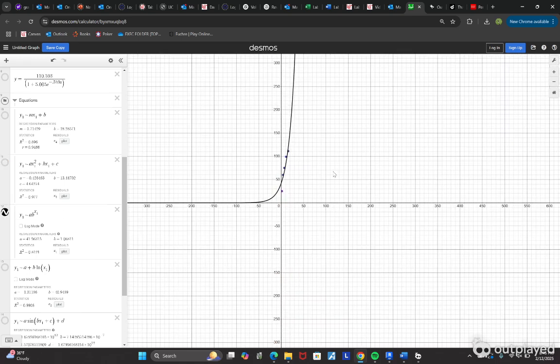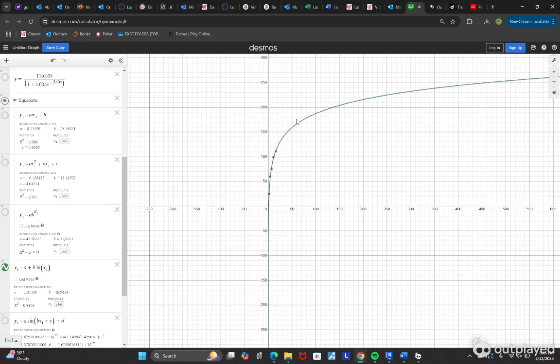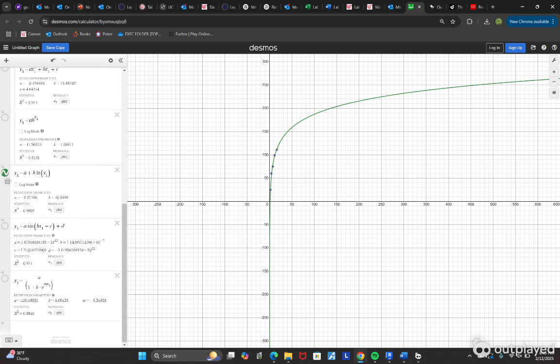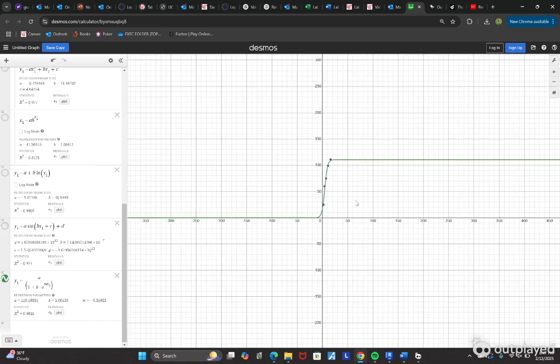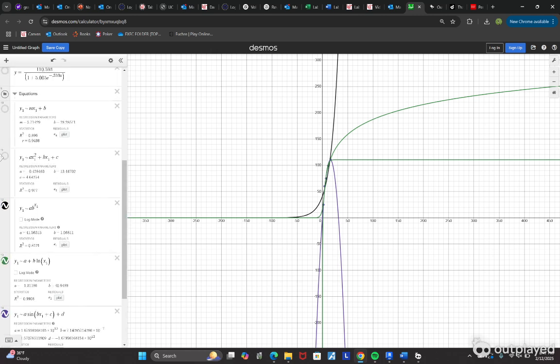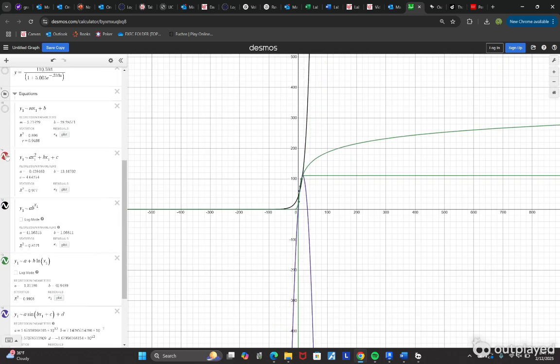This is your exponential. This is your log. This is your sine. And this is your logistic. So these are all the models given to us by Desmos, as seen here. I'm going to turn those off.